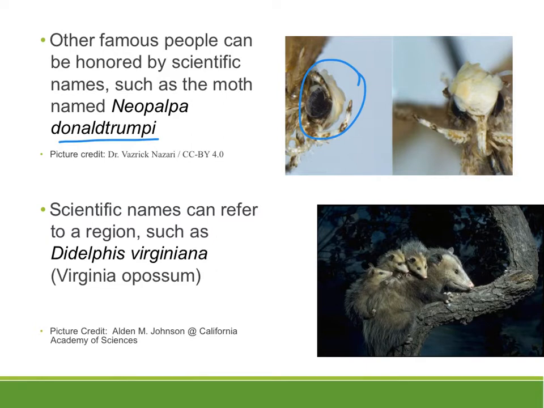Scientific names can also refer to a region where this organism is plentiful, or maybe where it was first found. So the Virginia possum, which is an animal that we certainly have here, has the scientific name Didelphis virginiana. So the name of the state, Virginia, is worked into the species name.